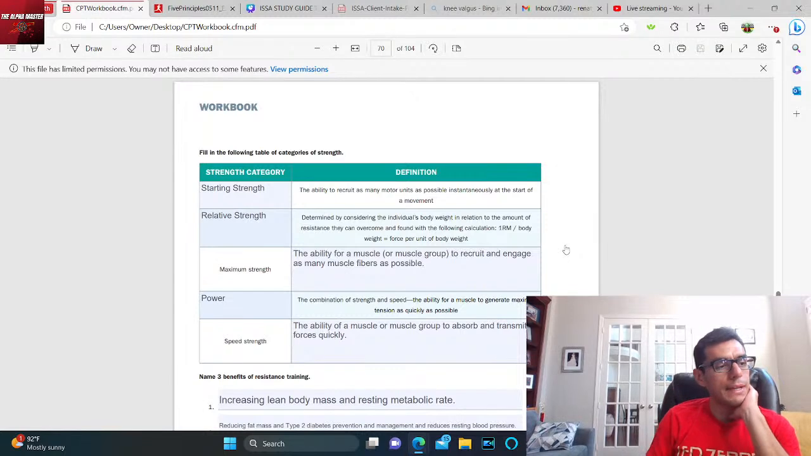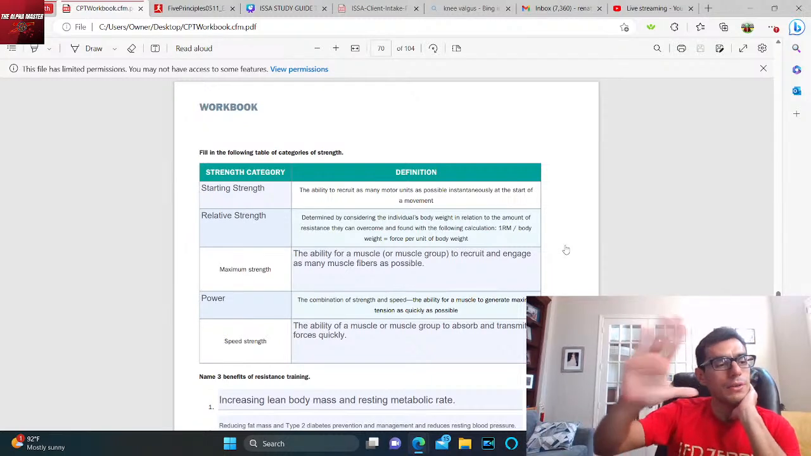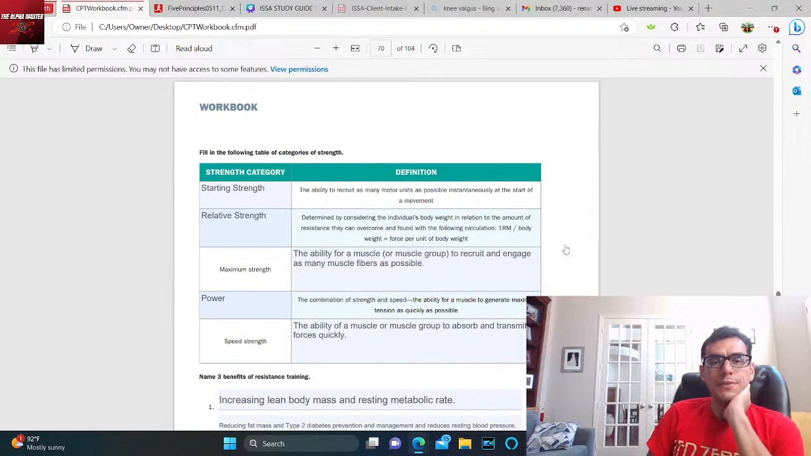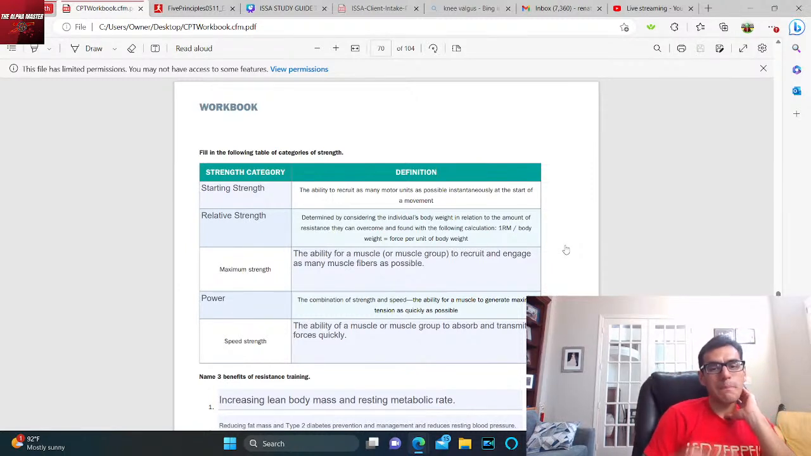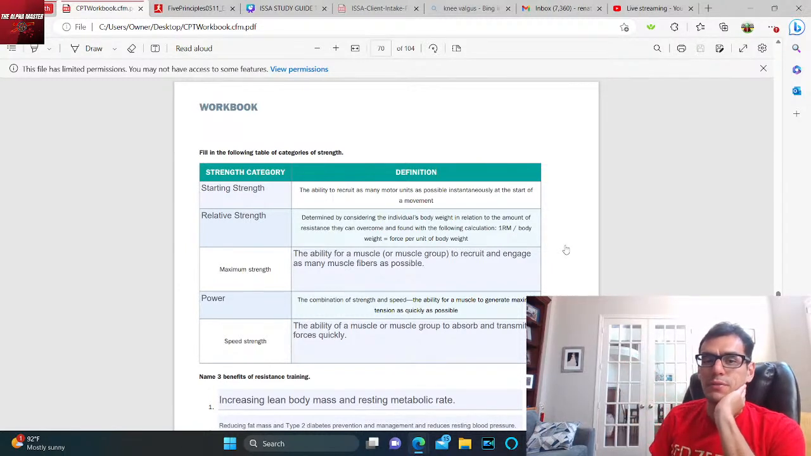Now you have five types of strength. Fill in the following table of categories of strength. You have five strength categories in total: starting strength, relative strength, maximum strength, power, and speed strength.